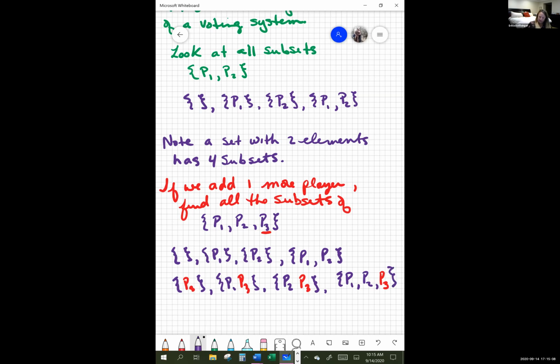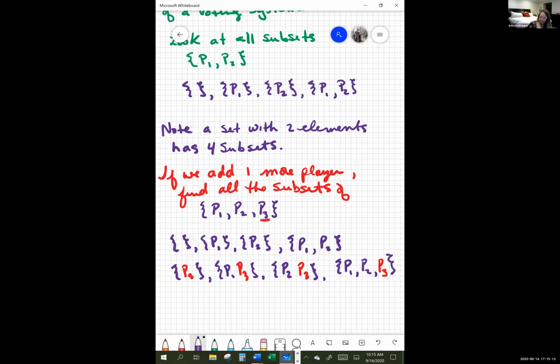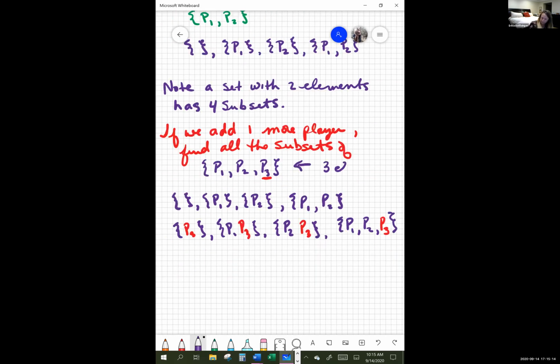So if we count this, a set with 3 elements, 3 players, has how many subsets? So 1, 2, 3, 4, plus another 4, so it has 8 subsets.